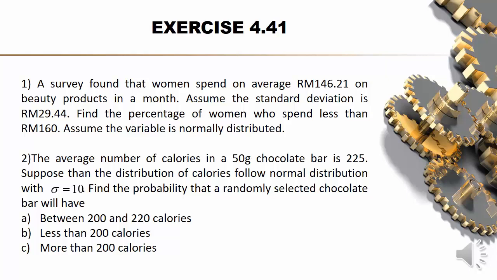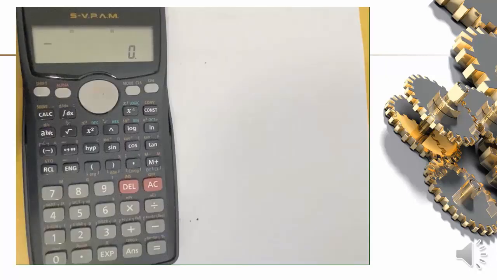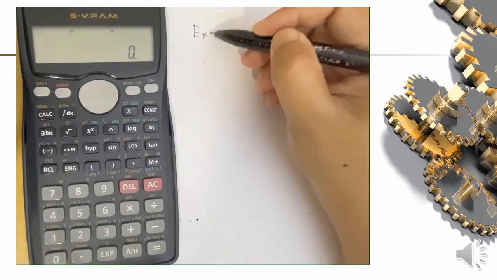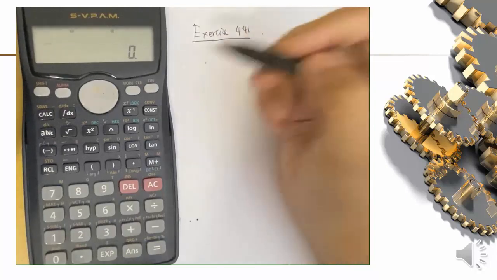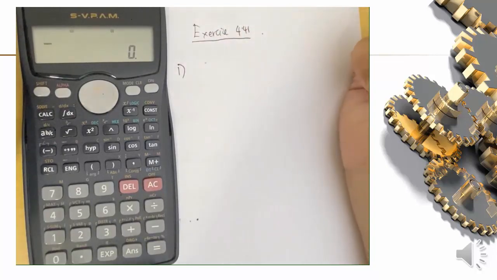So let's look at how to solve for now. Solution for exercise 4.41. Number 1. A survey found that women spend on average 146.21 ringgit on beauty products in a month. Assume that the standard deviation is 29 ringgit and 44 cents. Find the percentage of women who spend less than 160. Assume the variable is normally distributed.